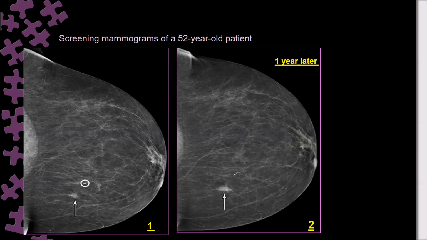So what do you suspect? What do you learn from these two images? You have tissue markers since the earliest mammogram, and the lesion is progressing. So what does it indicate? What does it mean? What do you learn from this mammography? What do you suspect if you have seen two images like this?